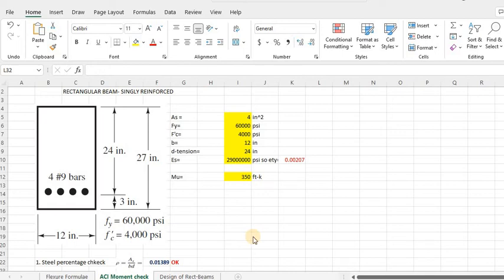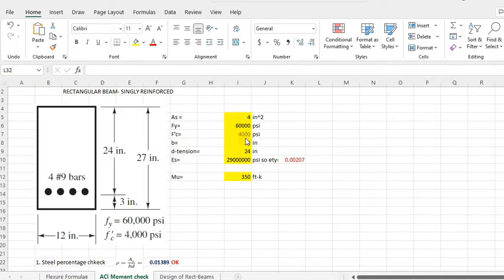Hello, welcome to my tutorial channel, and today I'm going to show you how to do an ACI moment check for a rectangular concrete beam that is singly reinforced. That means there is only one layer of reinforcement at the bottom, and the shape is rectangular. That's the cross section, with a steel yield stress of 60,000 psi and concrete compressive strength of 4,000 psi.